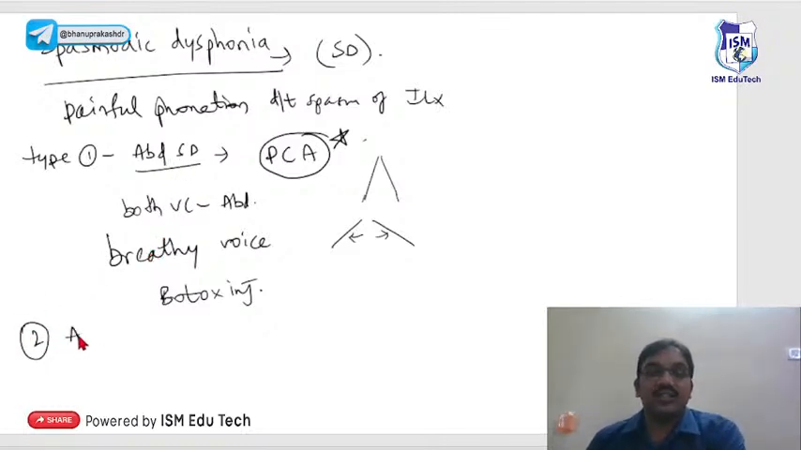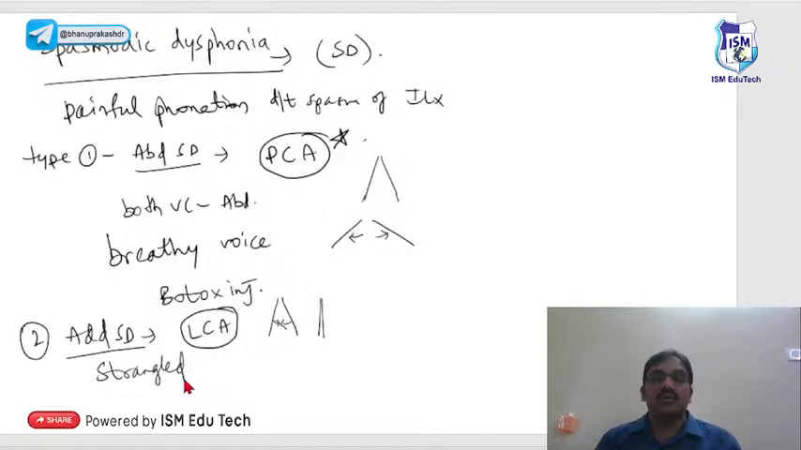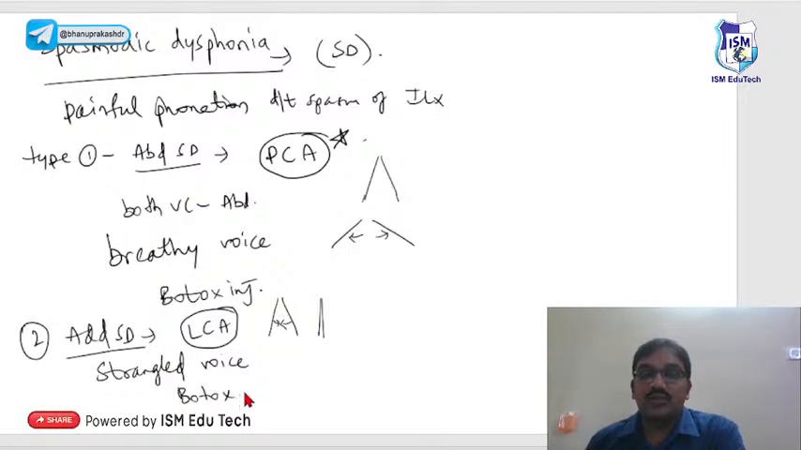Now the next one is adductor spasmodic dysphonia. Here you yourself can understand the lateral cricoarytenoid is continuously in a spasmic contracted position. So the vocal cords, which should usually lie like this, are now pulled inward and will lie very near to each other. So what happens? The patient will be struggling to breathe because the airway is very narrow now, and the patient will have a strangled voice. Again the treatment will be Botox injection into the LCA. In the abductor type, Botox injection is given into the PCA.